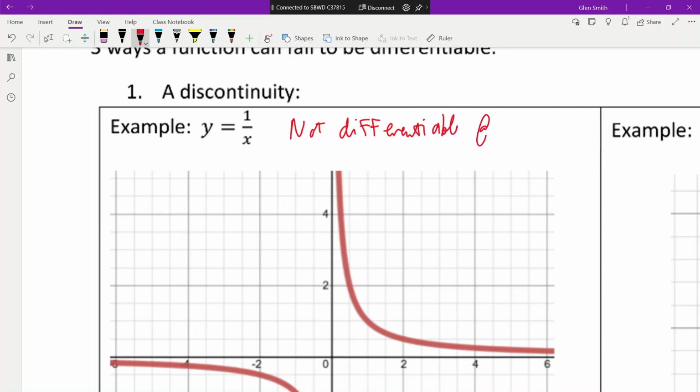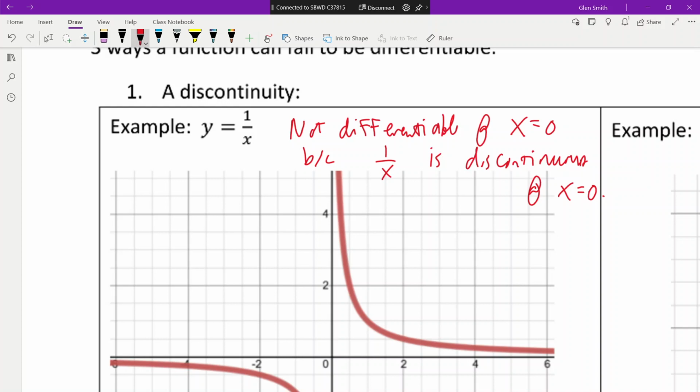Not differentiable at x equals 0 because 1 over x is undefined. Or you could say discontinuous, okay? 1 over x is discontinuous. That's also okay. Do we understand that? Yeah.